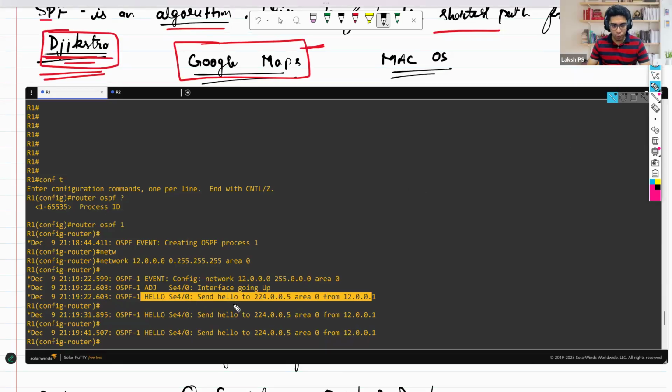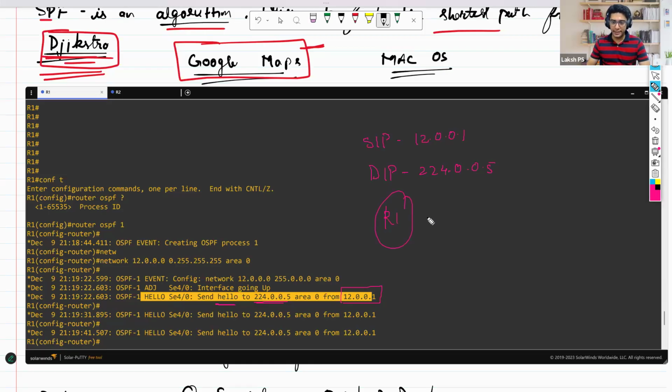It is sending OSPF hello messages at the multicast address of 224.0.0.5. That means the destination IP over here is 224.0.0.5, from the source interface 12.0.0.1. That means this is the source IP, 12.0.0.1. Okay. So over here, what is actually happening?